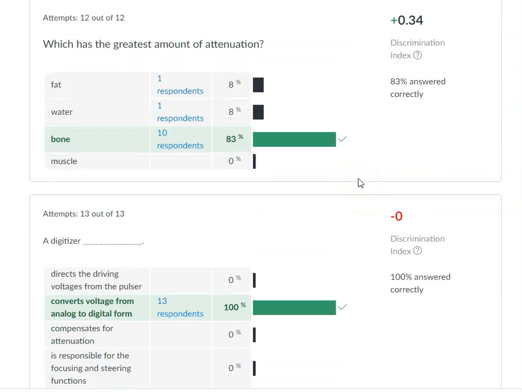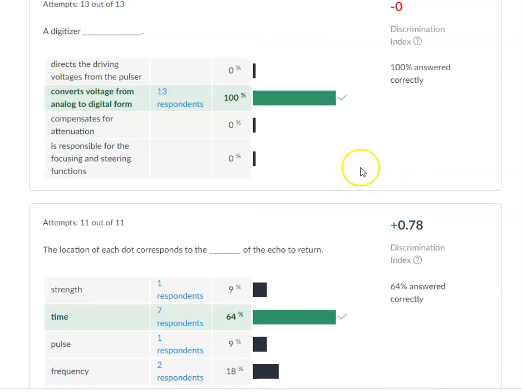Next question. Which is the greatest amount of attenuation? Bone is the greatest attenuator, and we always say air is the greatest reflector. So it's bone. Very good.